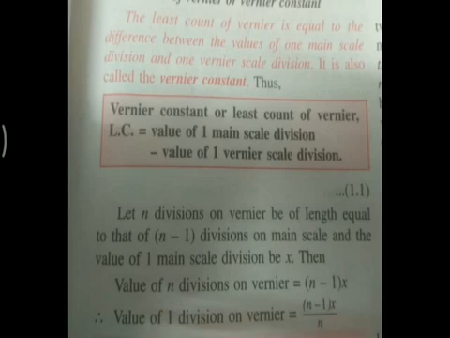And the value of one scale division we are taking as x. We know that it is 1 mm, but over here we are taking the value of one main scale division as x. Now the value of n divisions on the vernier will be what? It is the n minus 1 divisions on the main scale, right? So n minus 1 into x it will be. So it is the value of n divisions. But what I want is the value of one vernier scale division. So divided by n. So value of one division on the vernier will be n minus 1 into x upon n.